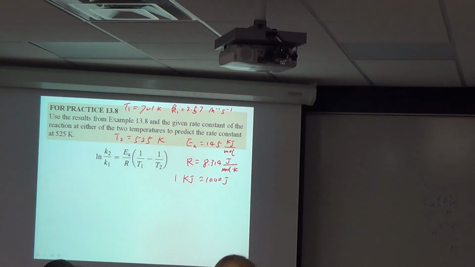Do you multiply by those guys? Yeah, I put them all together. I multiplied all this. You know, both sides. Try again. Let's try this way. That's 1 divided by 701. Okay, now minus 1 divided by 525. Very good. Then times 145,000.